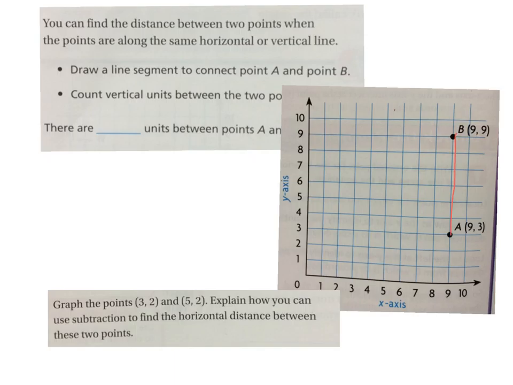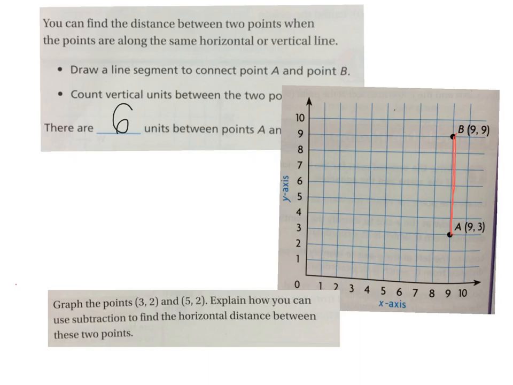And are they in the same vertical line or the same horizontal line? Vertical. So count the vertical units between A and B. So how many times did I have to move up to get from A to B? Or how many times did I have to move down to get from B to A? Show me with your fingers. Yeah, there are 6 units between A and B. So the distance between A and B is how many units? 6 units. So you can use a coordinate grid to help you figure out the distance between 2 points if they are in the same vertical or horizontal line.